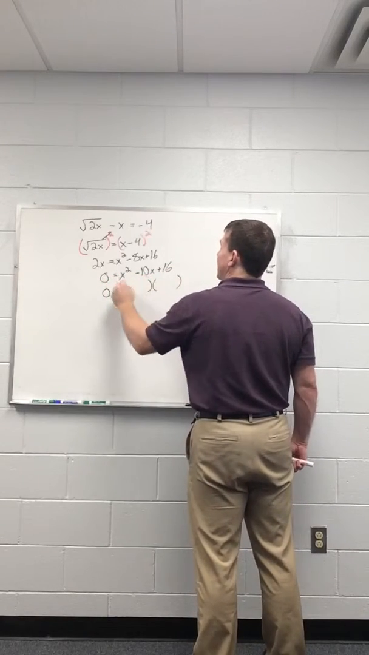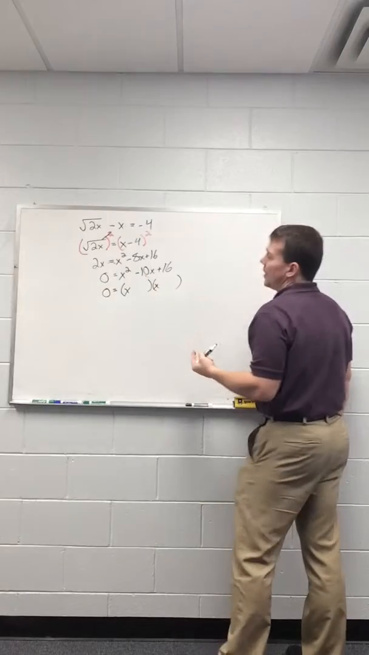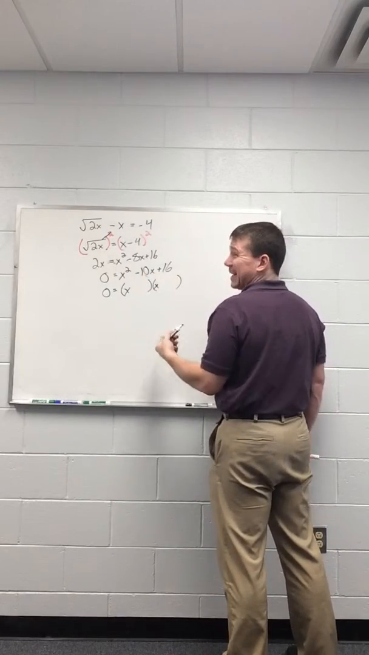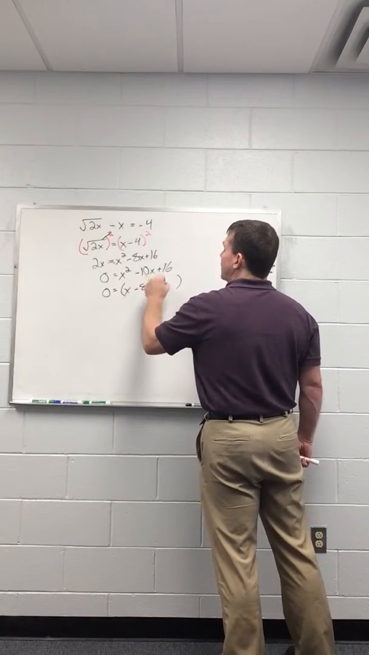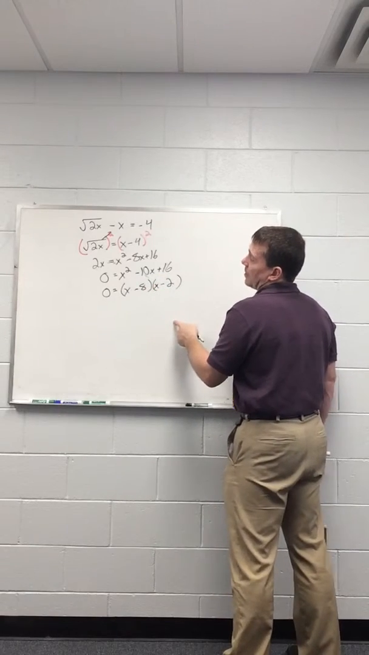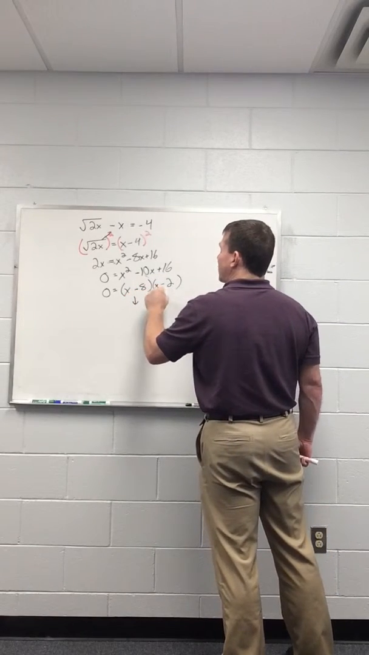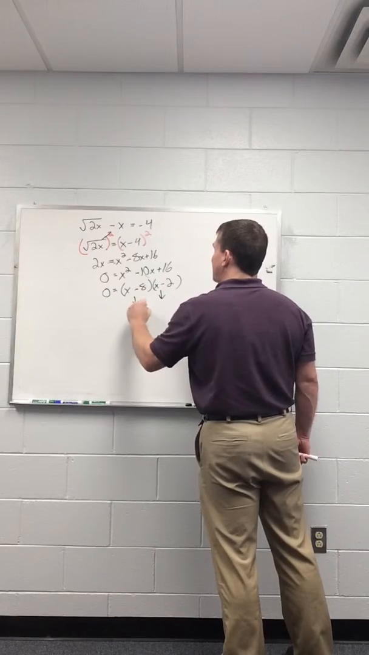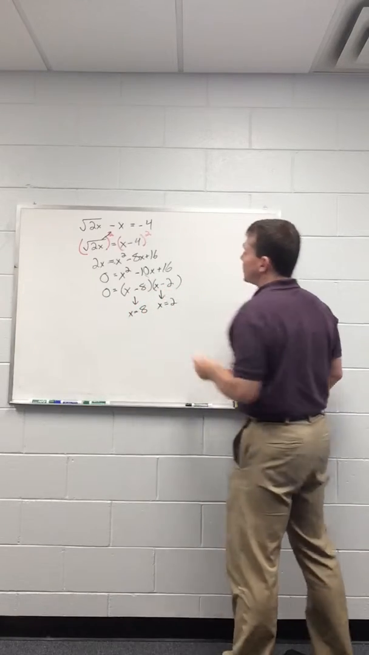And now I just need to factor that. Let's see. Two numbers that multiply to 16 that add to negative 10: negative 8 and negative 2. And then of course we know when I set those to 0, I get x equals 8 and x equals 2.